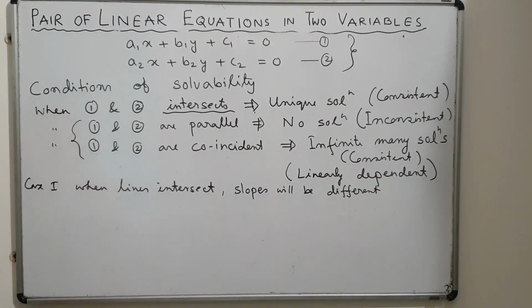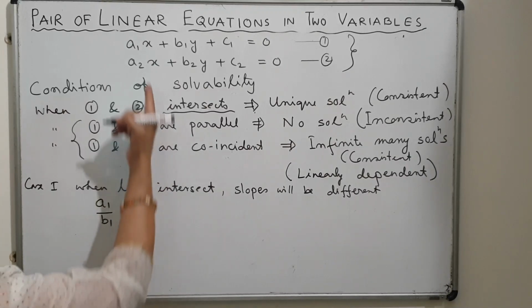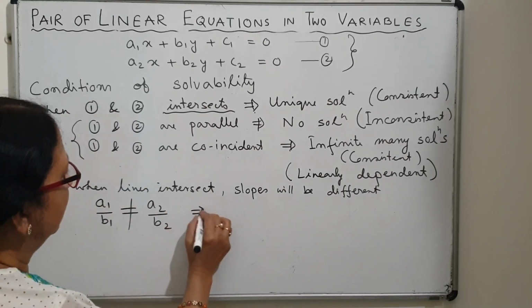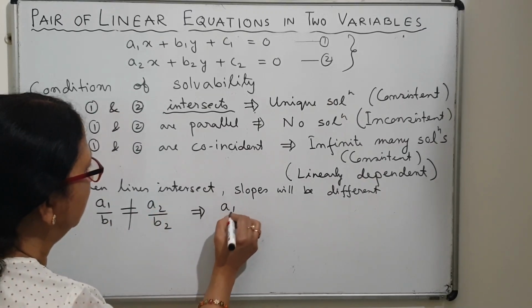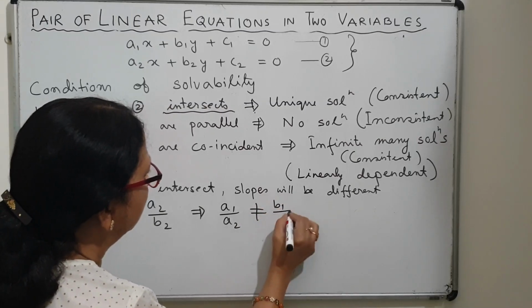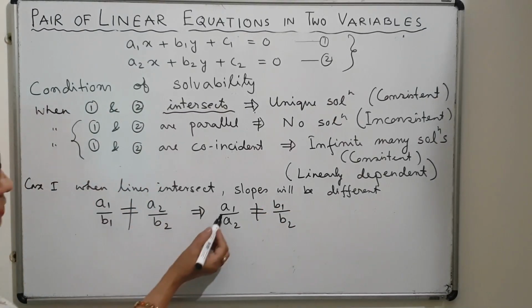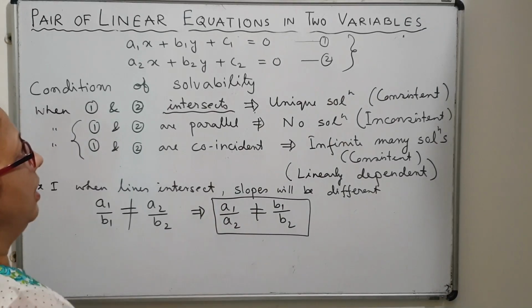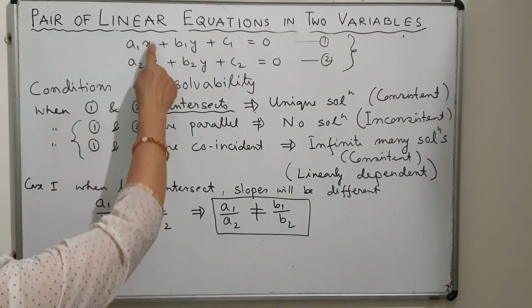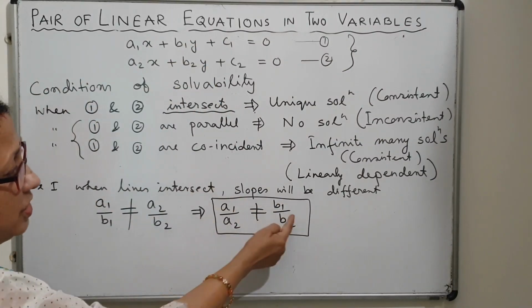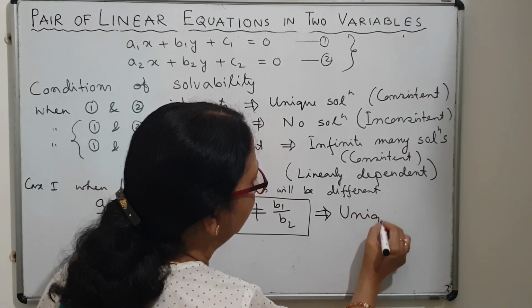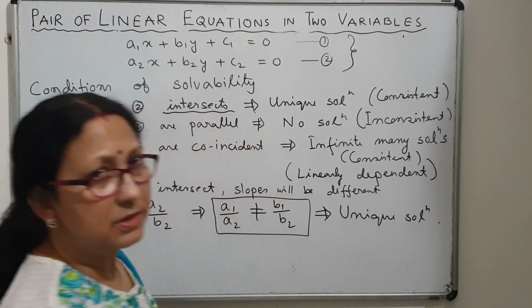So now the slope of the lines is generally the ratio a1 by b1. So a1 by b1 is the slope of the first line, and a2 by b2 is the slope of the second line. So they cannot be equal. Or if I rewrite it this way, if I interchange these two, the same thing, a1 by a2 is not equal to b1 by b2. So this is the condition to be satisfied when two lines will intersect. If I know the equations, I know the coefficients, so I can check whether these two ratios are equal or not. If the ratios are not equal, then I can conclude that the lines will intersect, so I will get a unique solution and the system of equations will be consistent.